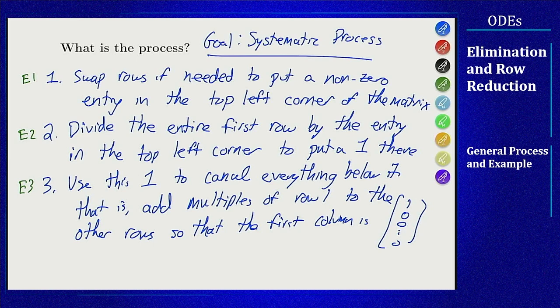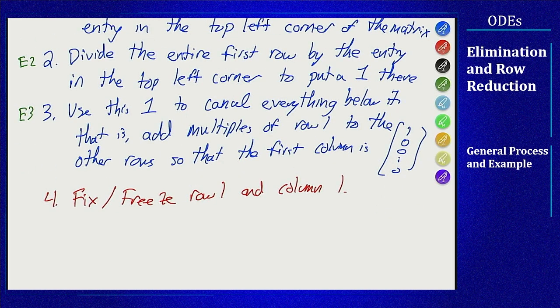What do we do now? Now that we've made progress, we don't want to get rid of that progress. So now we are going to fix or freeze row 1 and column 1. We will not use row 1 or column 1 for any of our future steps, because if I do that, I'm going to mess up this first column being 1, 0, 0, 0, 0. So now that I've blocked off row 1 and column 1, I can sort of step inside to a smaller matrix. So now my top left entry is row 2, column 2.